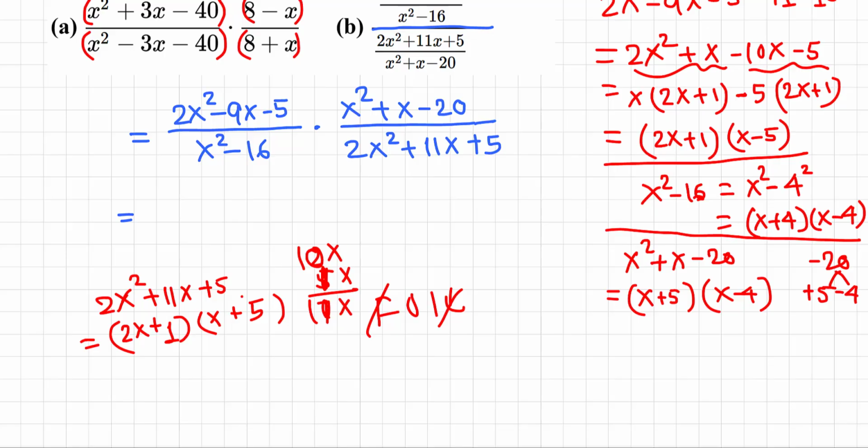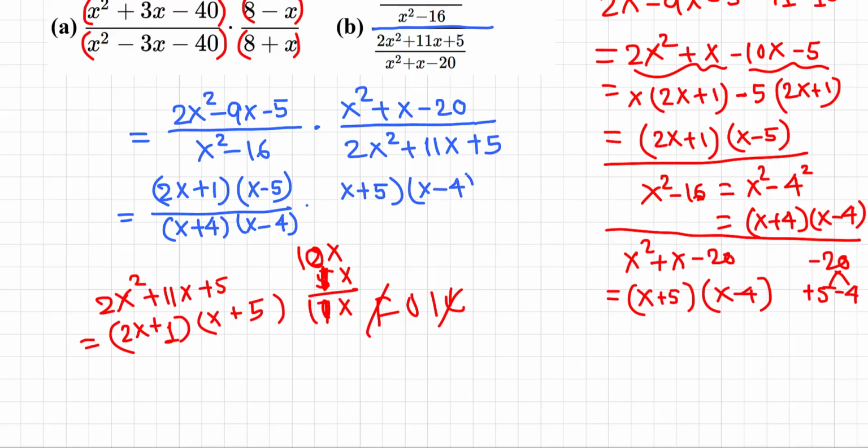Okay, so let me write down the factors for all 4, then we'll be done in the next line. So this one was factored here, 2x plus 1, x minus 5. Over, x squared minus 16 is here, x plus 4, x minus 4. Times, this one was done here, x plus 5, x minus 4. All over, this one is factored here, 2x plus 1, x plus 5.